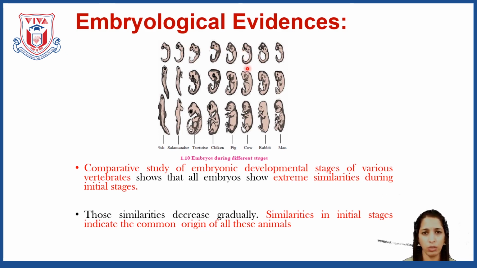After a certain period, once the embryo starts developing, these similarities decrease. Then you can easily make out which is a fish, which is a human being, which is a rabbit, which is a pig, and so on. But the initial stages of embryos show that they might have a common ancestor. So here we have completed the six evidences, that is morphological, anatomical, then vestigial organ. We have studied paleontological evidence, connecting link, and embryological evidence. These six evidences are considered evidences because they prove that evolution has occurred, and there are some stages, or we can say some links, which show how that evolution has occurred.